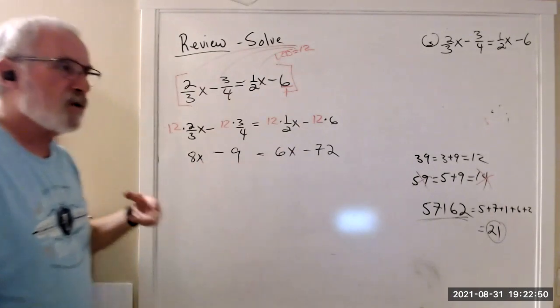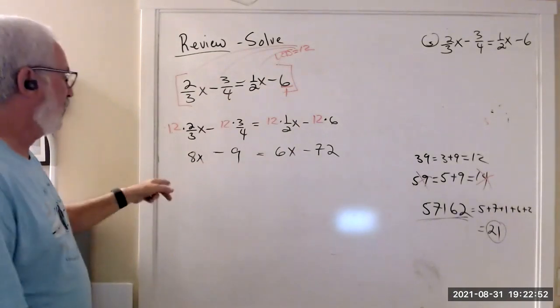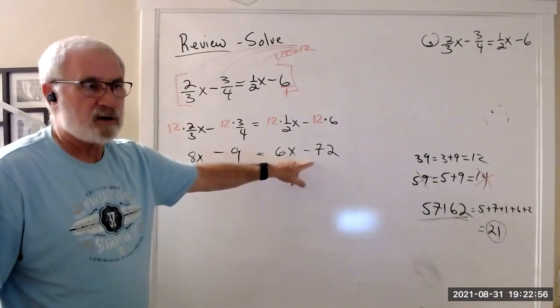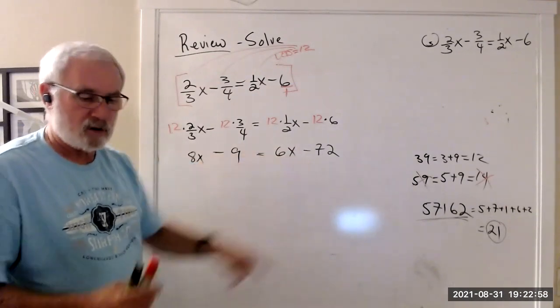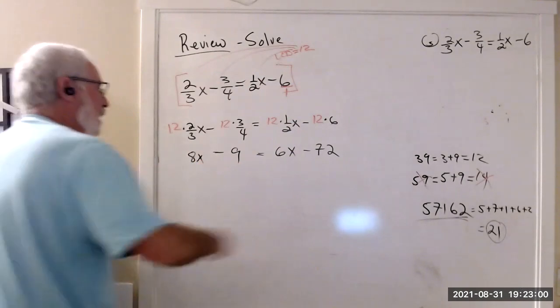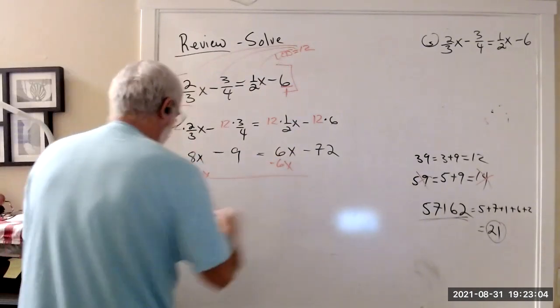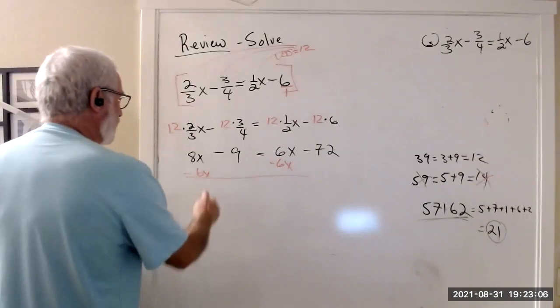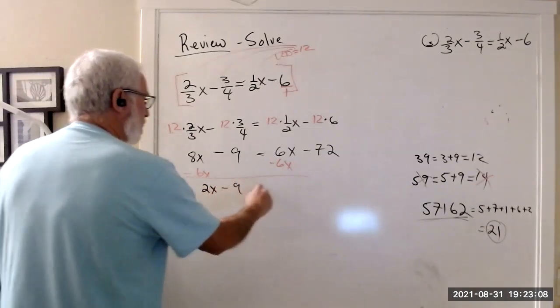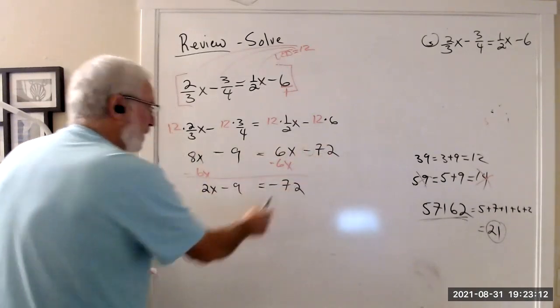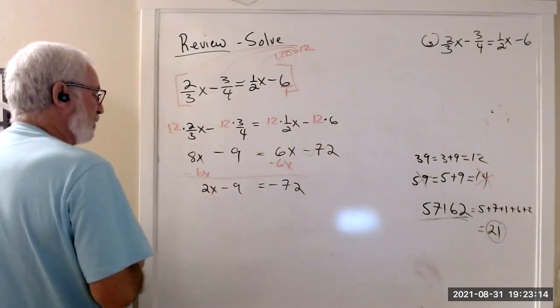But if we go to our scratch paper, go to our calculator, it suddenly clears up into a really nice problem. Not a bad problem at all. So real quick, I'm going to take 6x away from both sides. That's going to give me 2x minus 9 equals negative 72. Don't forget, when you bring the 72 down, it's still a negative.